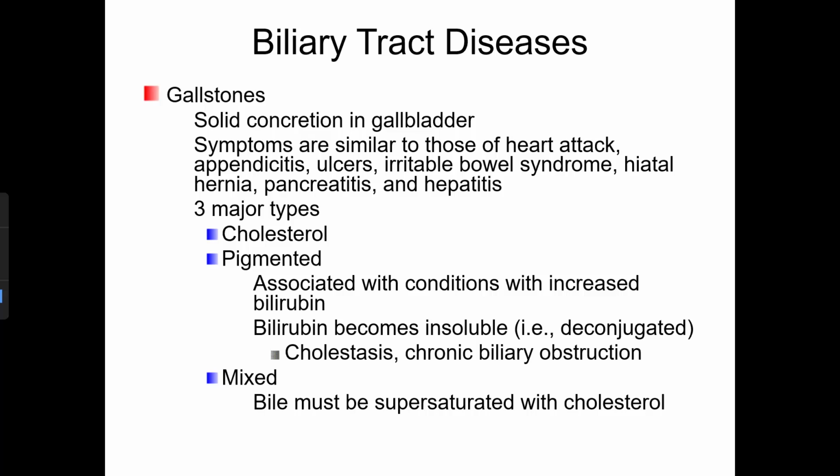Gallstones: solid concretions in the gallbladder. Symptoms are similar to those of a heart attack, appendicitis, ulcers, irritable bowel syndrome, hiatal hernia, pancreatitis, and hepatitis. There are 3 major types: cholesterol, pigmented, and mixed. Cholesterol stones predominate with cholesterol. Pigmented stones are associated with conditions with increased bilirubin. The bilirubin becomes insoluble or deconjugated, and then you see cholestasis or chronic biliary obstruction. And mixed, the bile is supersaturated with cholesterol.